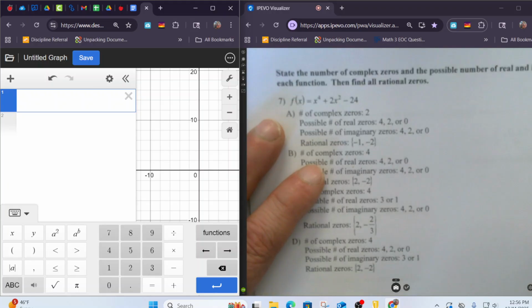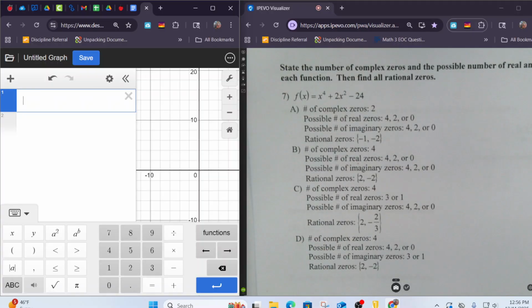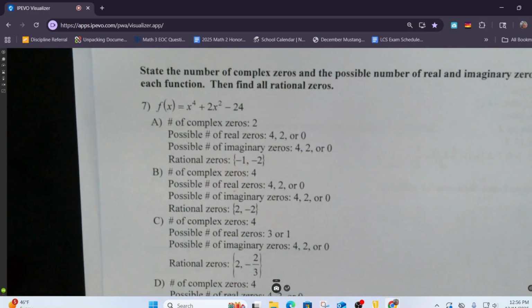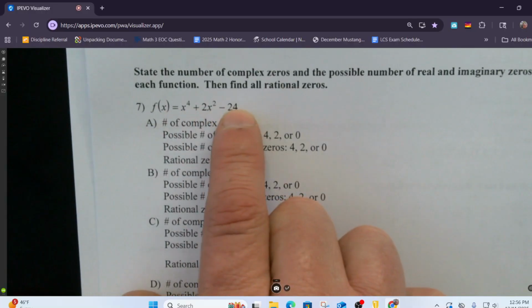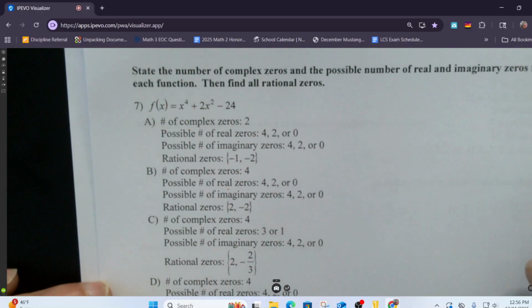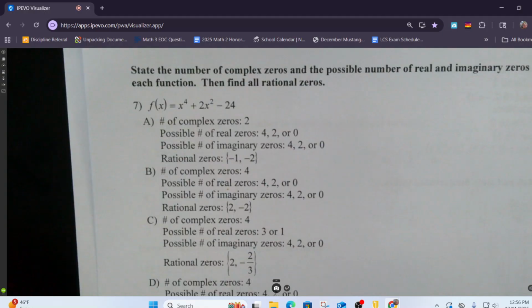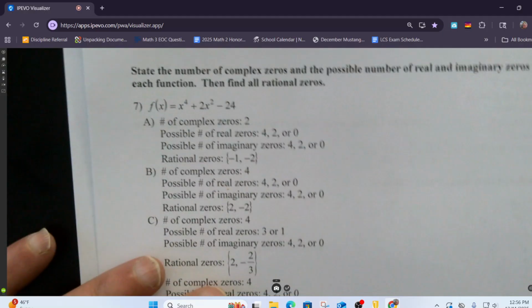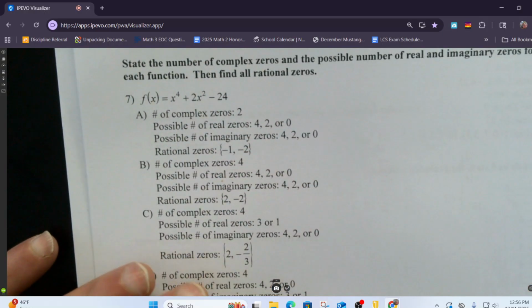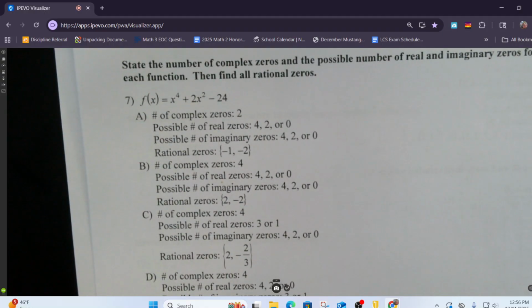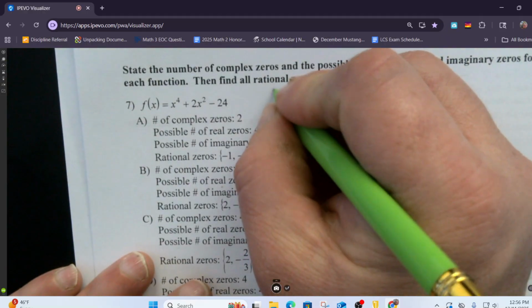Guys, this is a very easy problem if you can recall. If I'm given this polynomial, how do I find the number of complex zeros? How do you find the number of complex zeros, real and imaginary zeros? You've got to type it in first. Typing it in will give you your highest exponent.